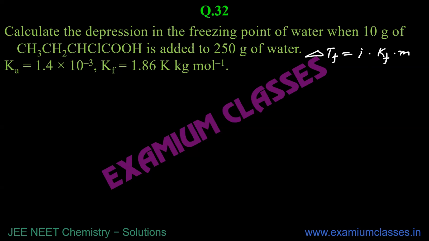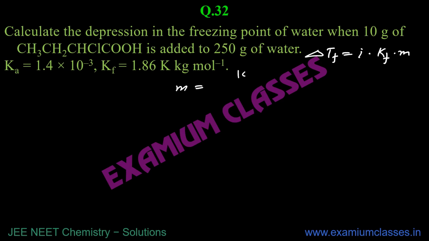Kf is the freezing point constant and m is molality. You know that. So how to get that? It means first we need molality. Kf is given. We need molality and we need i. And for i, we need the reaction, basically how the ionization will take place. Only the ionization. So for molality, it is straightforward because we have 10 grams of 2-chlorobutanoic acid in 250 grams of water. This is in grams, the solvent is also given in grams.